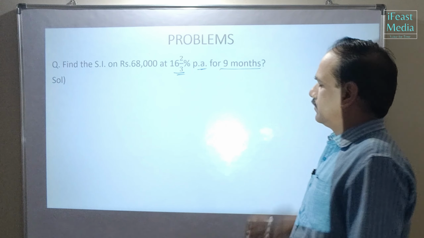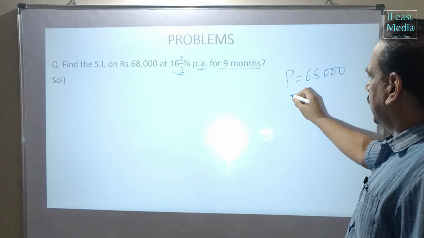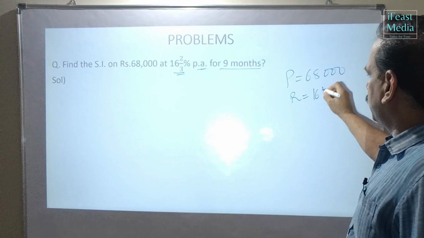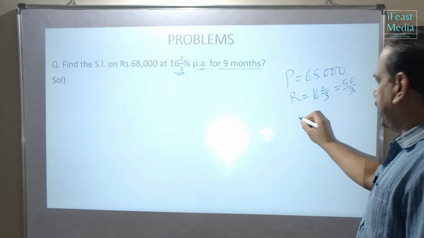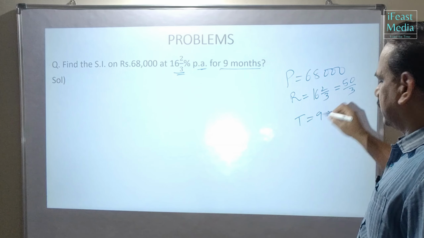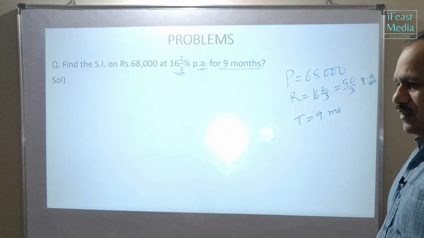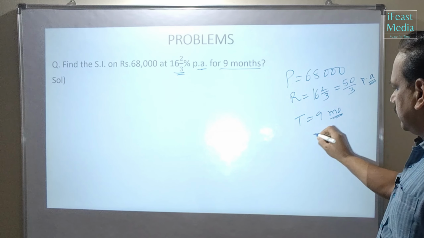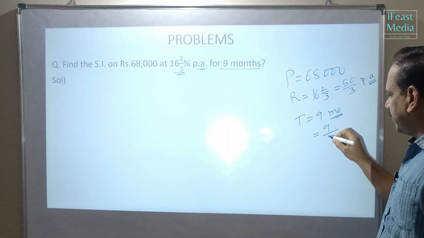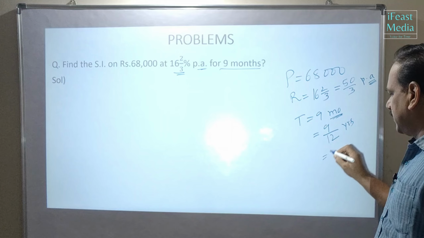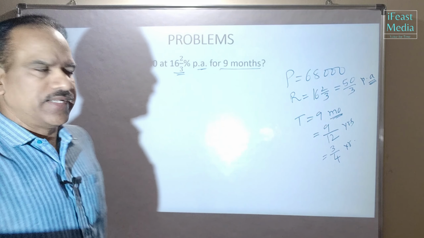Now coming to the first problem, find the simple interest on 68,000 rupees at 16.2/3% per annum for 9 months. Here the principal is 68,000, rate of interest is 16.2/3, which is 50/3, and time is 9 months. I told you if the rate of interest is per annum, then this should be number of years. So we should convert this 9 months into number of years. How do you convert? 9/12 years, which is 3/4 of an year. 3/4 of an year is the time.